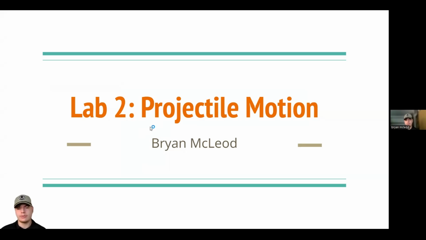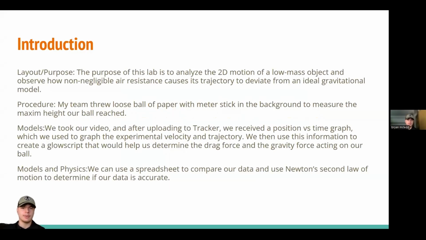Going over lab 2 projectile motion. So what is the purpose? The purpose of this lab is to analyze 2D motion of a low mass object and observe how non-negligible air resistance causes trajectory to deviate from ideal gravitational models.